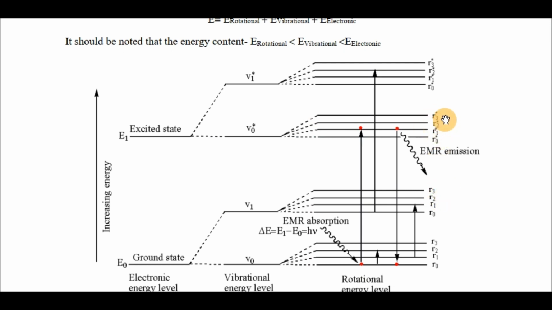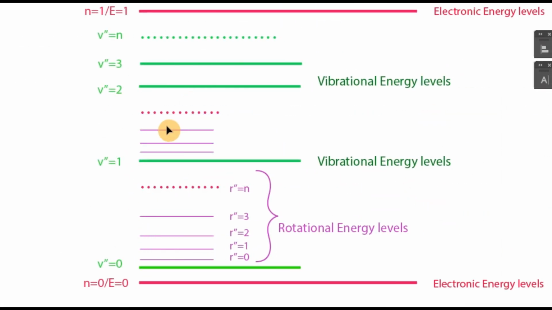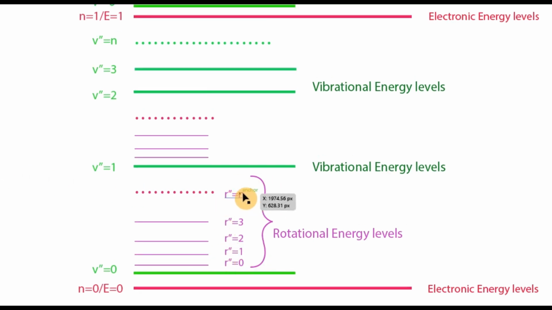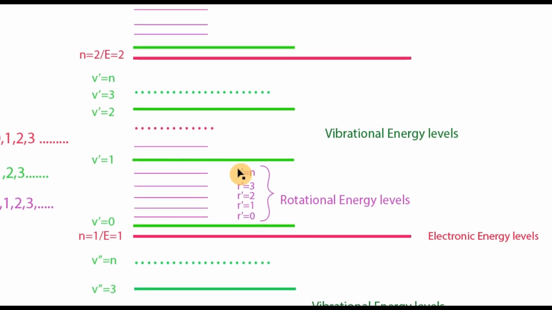And again, each vibrational level contains a range of rotational energy levels, which is denoted as r double prime equal to 0, r double prime equal to 1, r double prime equal to 2, r double prime equal to 3. We use r double prime to indicate that the rotational energy belongs to the energy levels between v equal to 0 and v equal to 1, and r single prime to indicate that the rotational energies belong to the electronic energy state between v equal to 1 and v equal to 2.